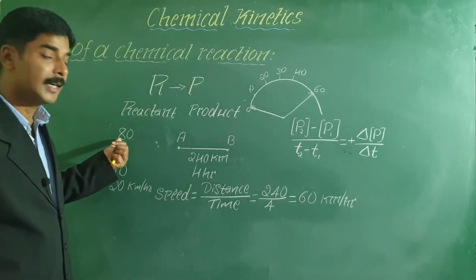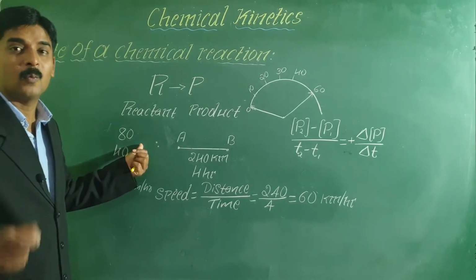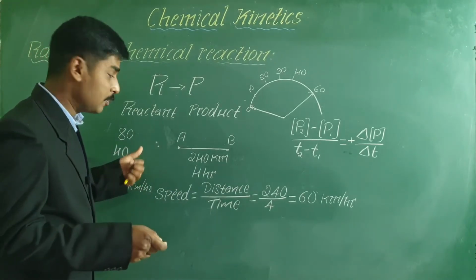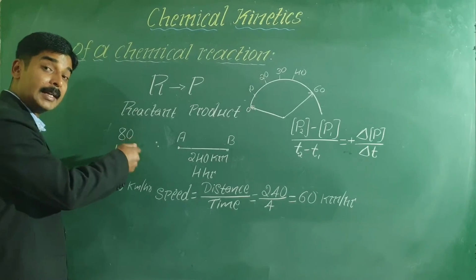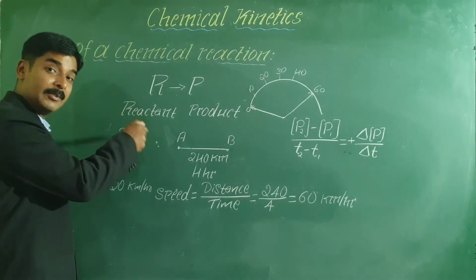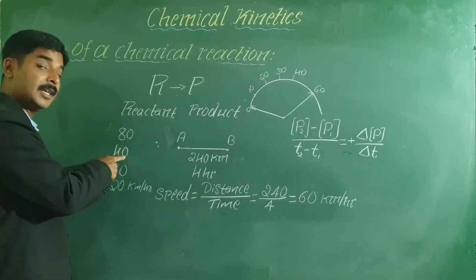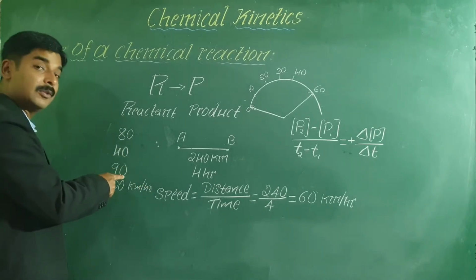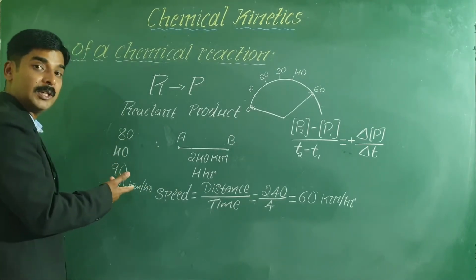Definitely you will tell him 80 kilometer per hour. Then what is the actual speed? Actual speed is 80 kilometer per hour at that time instant. That is at 10:15. At 10:45 it was 40. At 11 o'clock it was 90. At 11:45 it was 20.